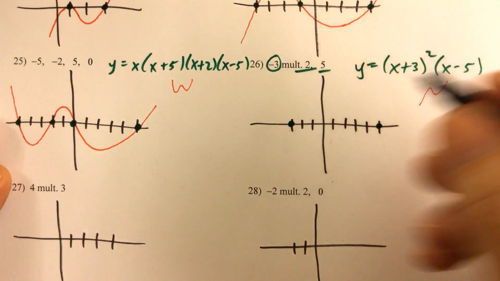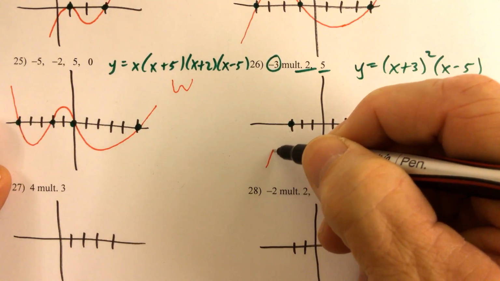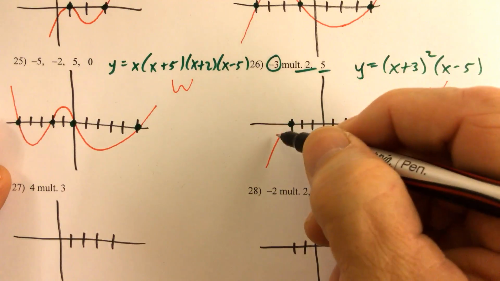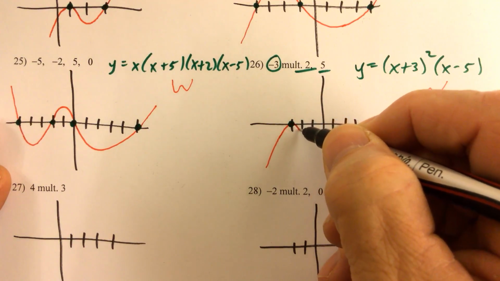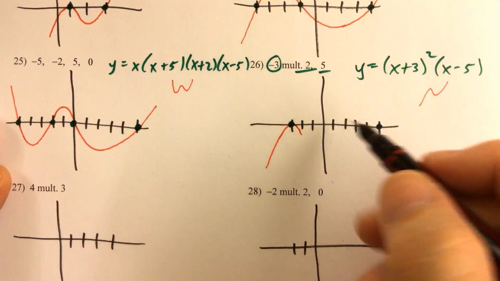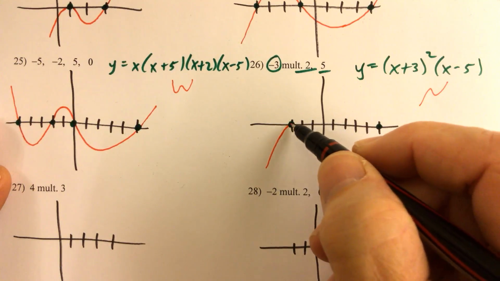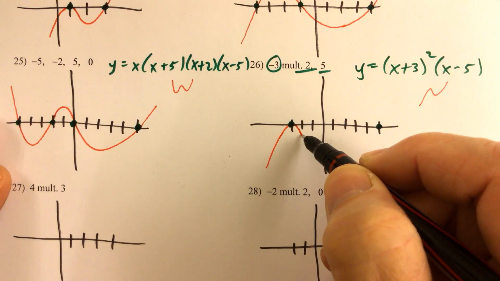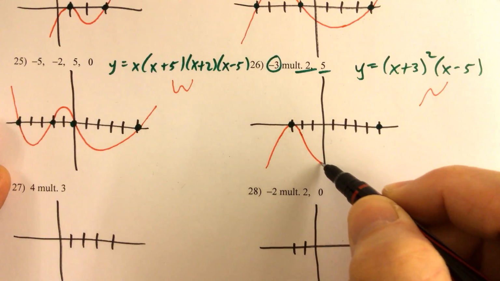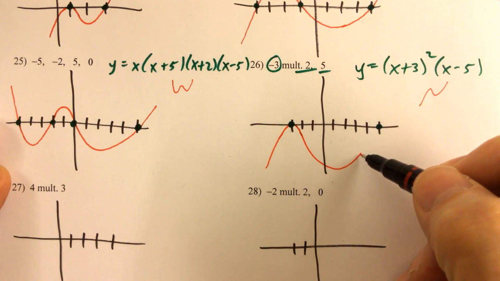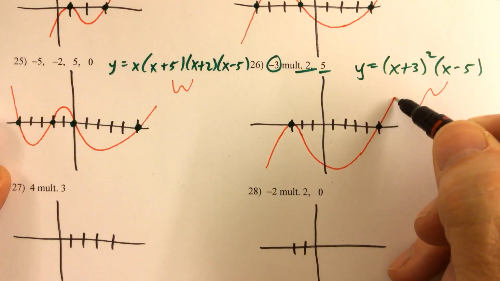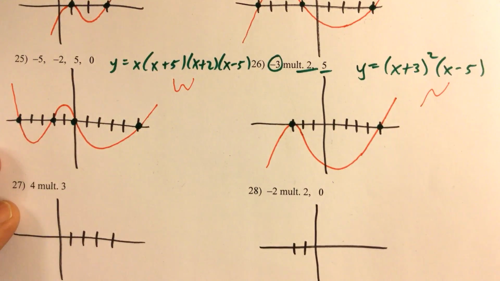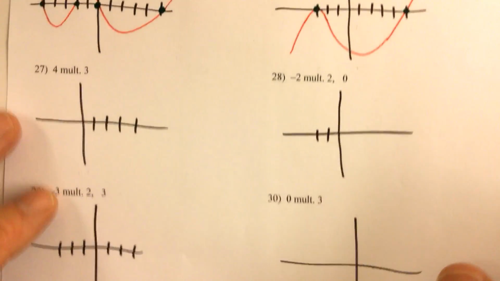It's a third-degree polynomial, so we know that the graph is going to come up from left to right. Don't forget, negative 3 is a double root, so the factor has a multiplicity of 2, which means that the graph touches the x-axis at negative 3. And then x minus 5 has a multiplicity of 1, so the graph goes through the x-axis at 5.